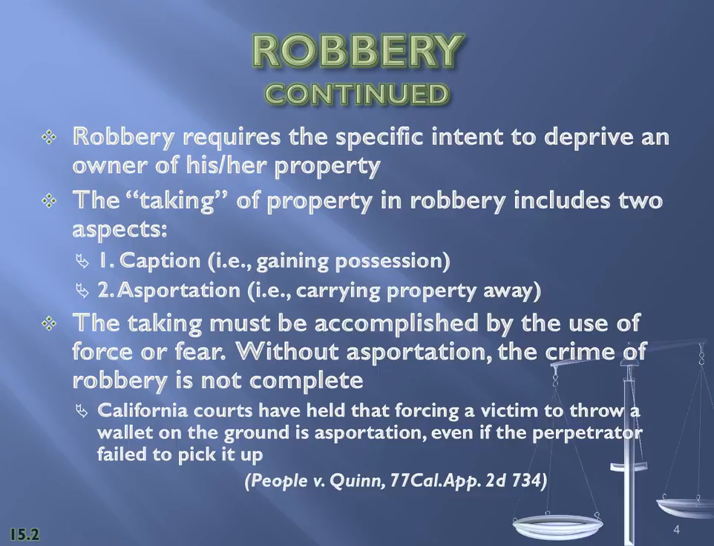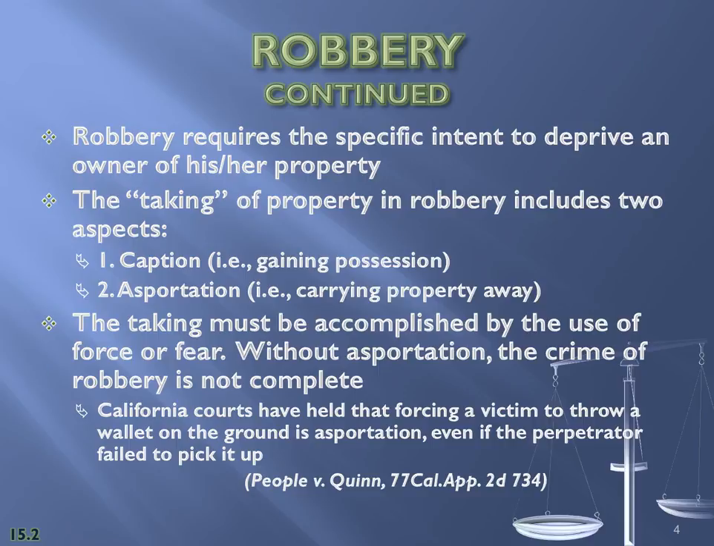Robbery requires specific intent, as we talked about, to deprive the owner of their property. The taking of the property includes two aspects. The first one we call caption, or taking control of, gaining possession. The second is the word you've heard before, asportation, meaning carrying property away. The taking must be accomplished by the use of force or fear. Without asportation, the crime of robbery is not complete.